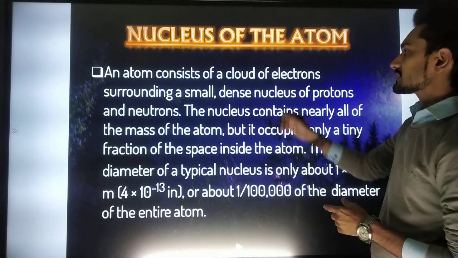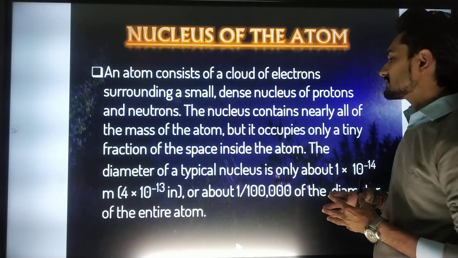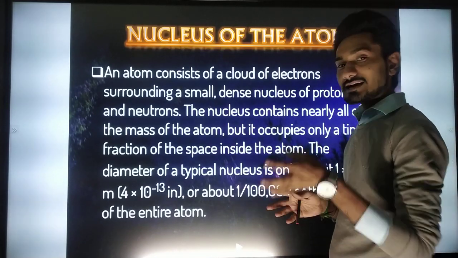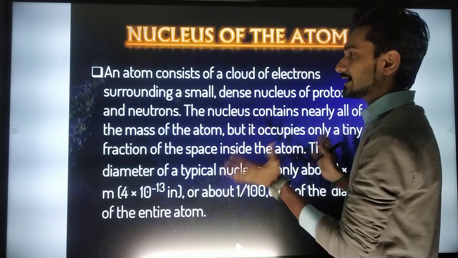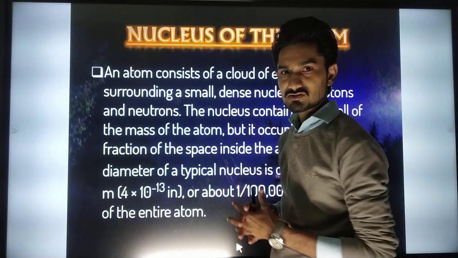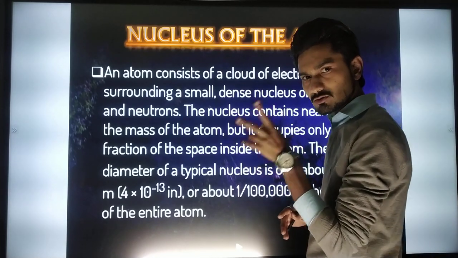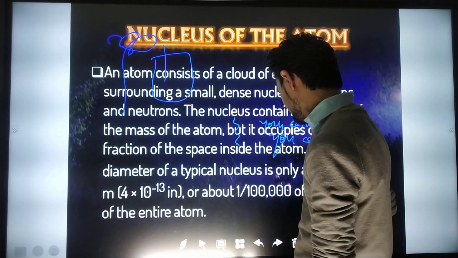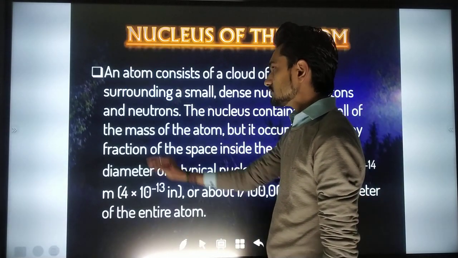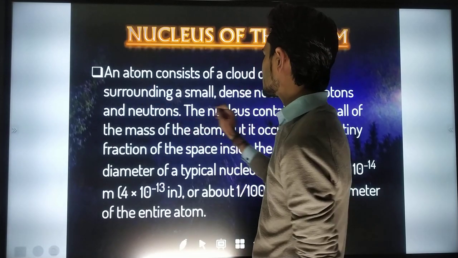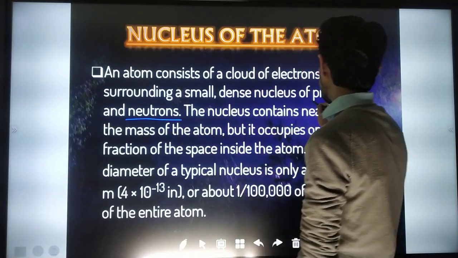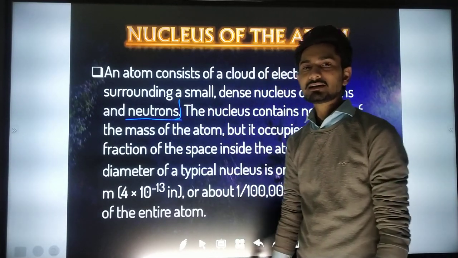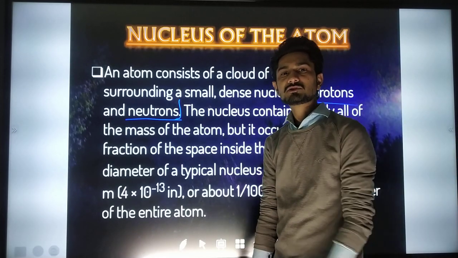An atom consists of a cloud of electrons surrounding a small dense nucleus of protons and neutrons. So the scientists have discovered that the atom has a small cloudy structure, and in that there are two subatomic particles present, which are the protons and neutrons. These are the two parts that are mainly present in the nucleus of the atom.